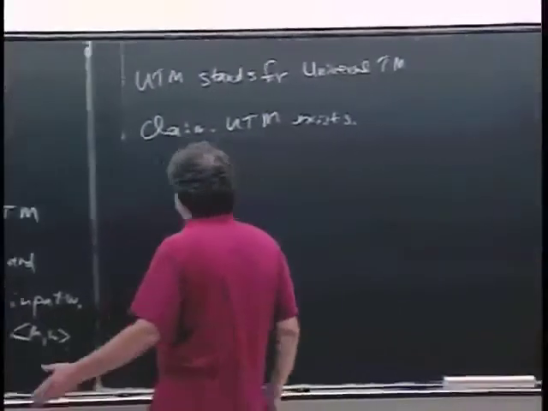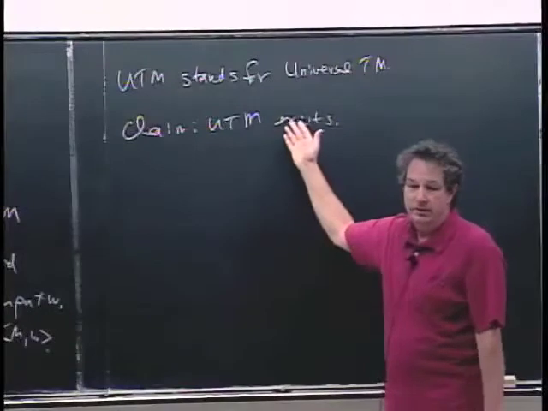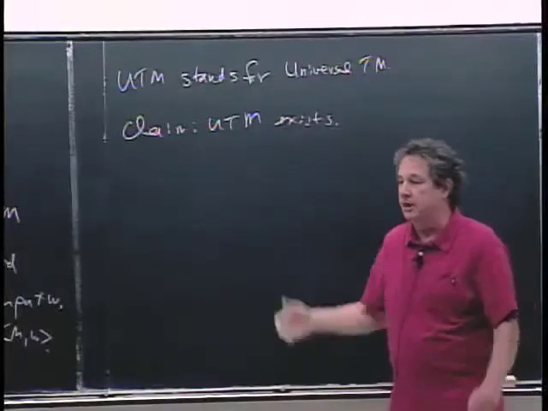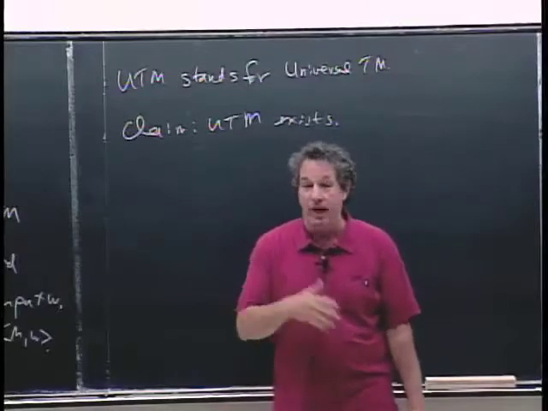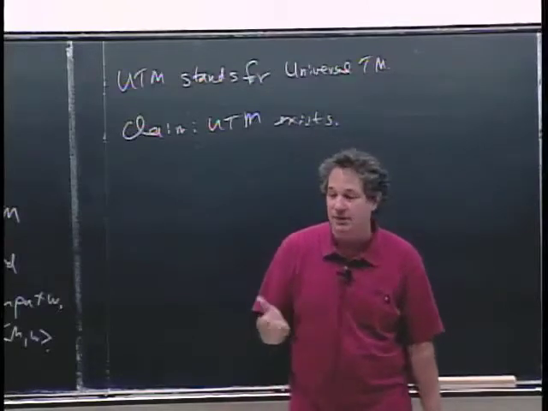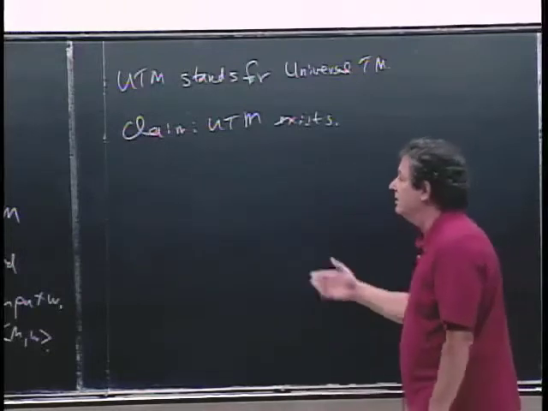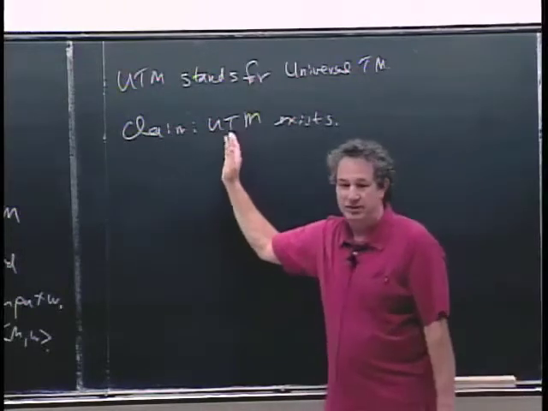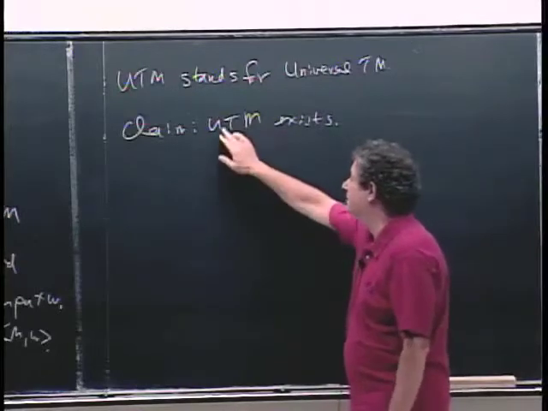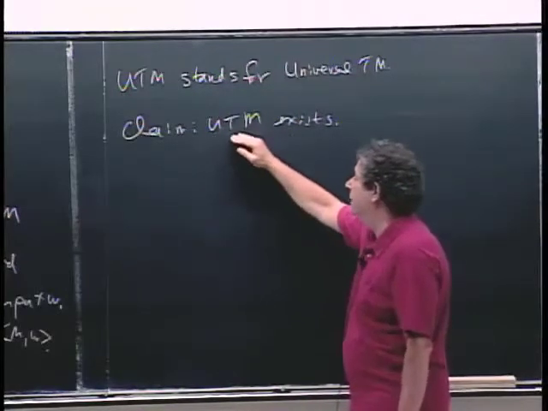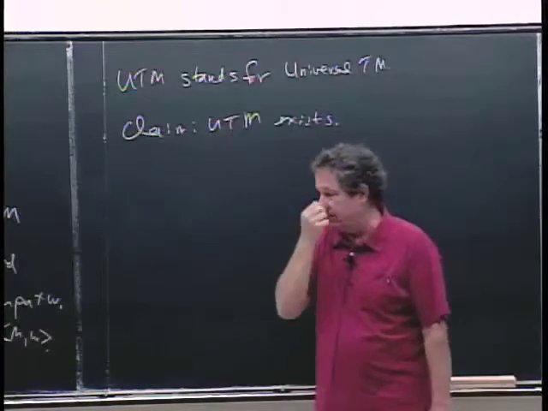And the book doesn't give you any justification for that. It just sort of says in passing UTM exists, and leaves it up to your intuition, as now your vast experience as Turing machine programmers, to say, well, of course. Well, it's not so of course. In fact, last lecture, where I was trying to do it off the top of my head, I didn't succeed. But it is true that UTM exists. There are universal Turing machines.